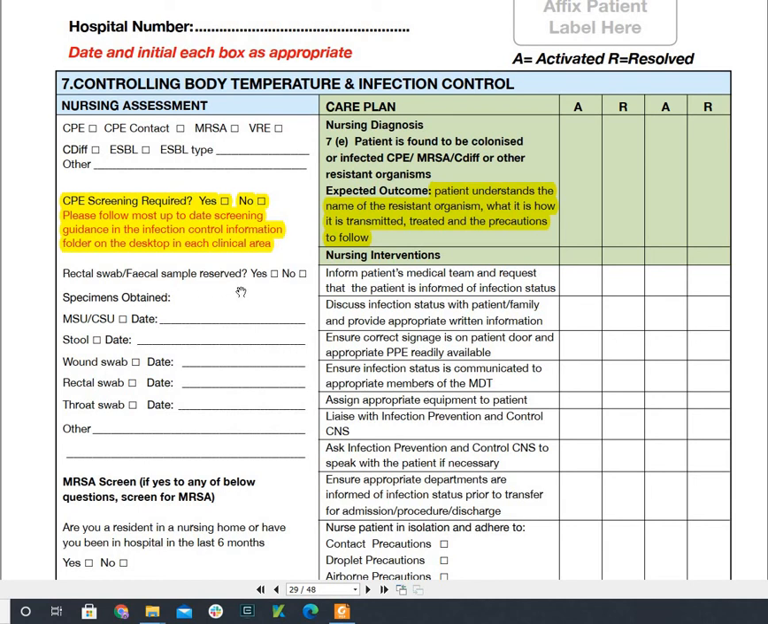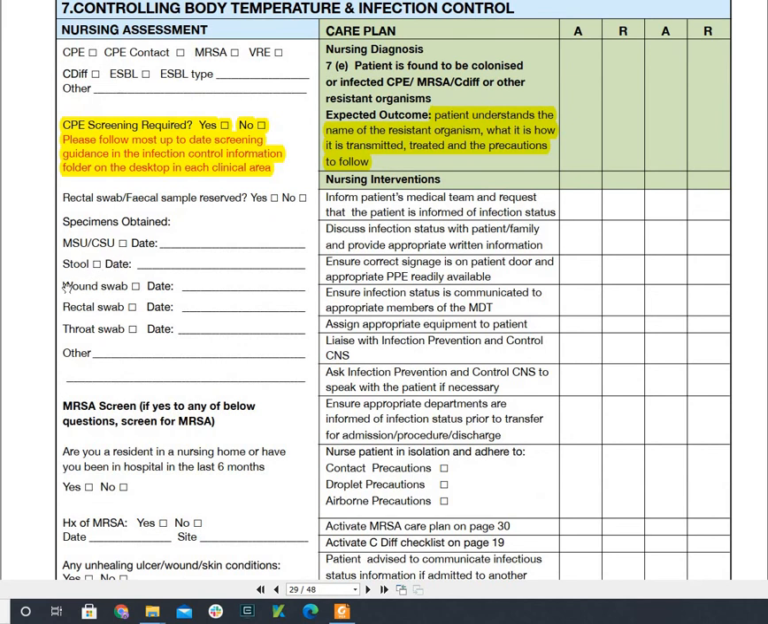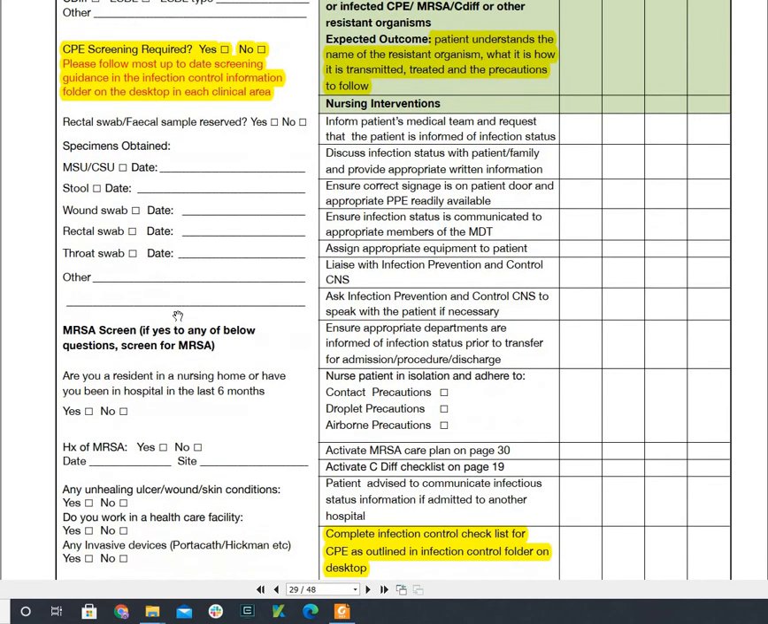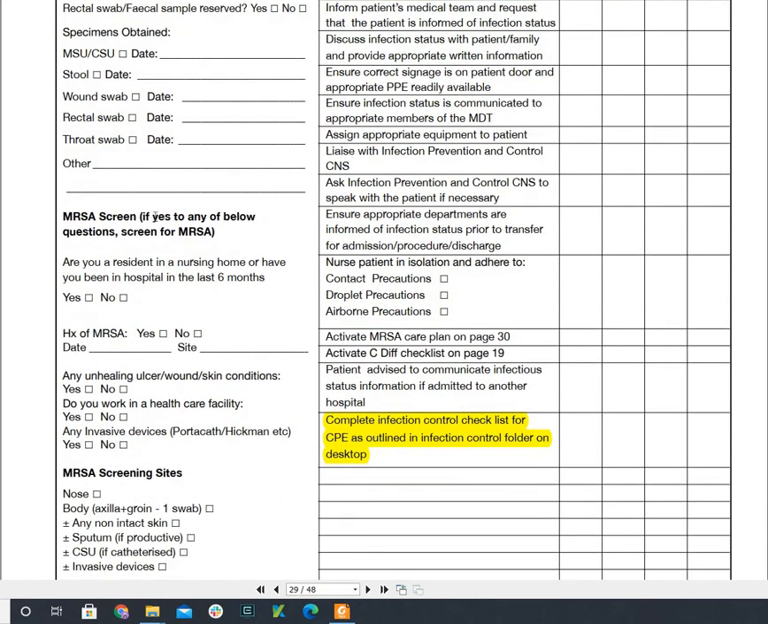Rectal swab, fecal sample reserved, yes or no. Specimens obtained, so your MSU, CSU, stool, wound swab, rectal swab, throat swab or other, and the date, we document that there. This is our MRSA screen, so if the patient answers yes to any of the below questions, they need to be screened for MRSA.